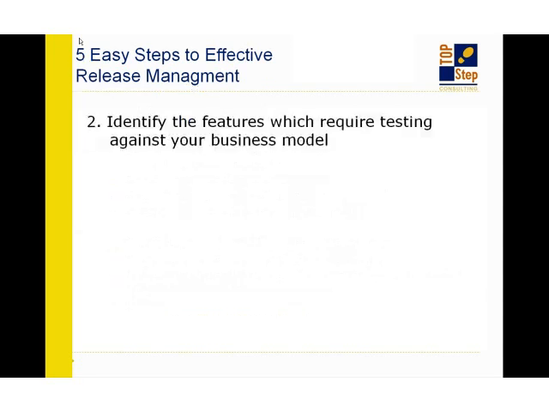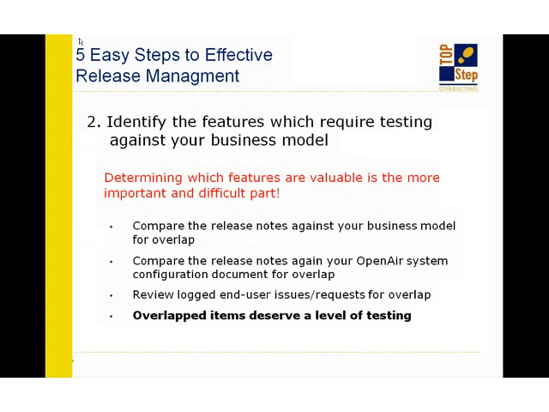Then you're going to want to evaluate the features that are coming in the release. And this is the hardest part. What's important to you? What should I try out? And the best advice I can give you is, first, make sure that you have a business model for your OpenAir system and your operations. And take those features, because they are still classified by module, and check and see against your business process, is there any overlap? Is there changes to the resource bookings or allocations? Maybe that should be considered if I'm doing resource management.